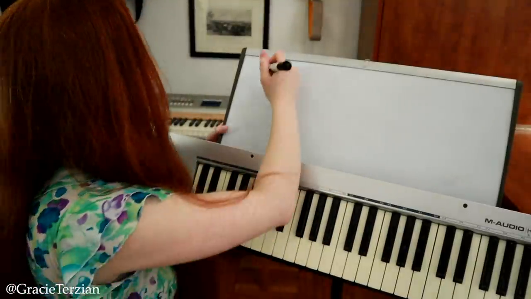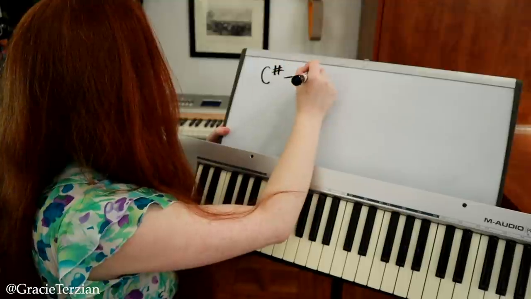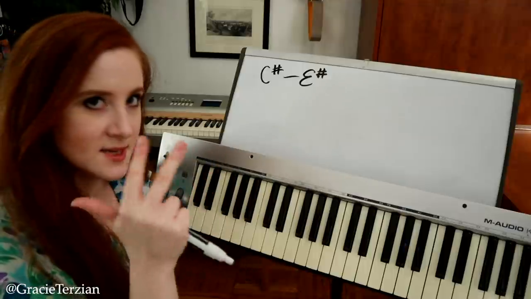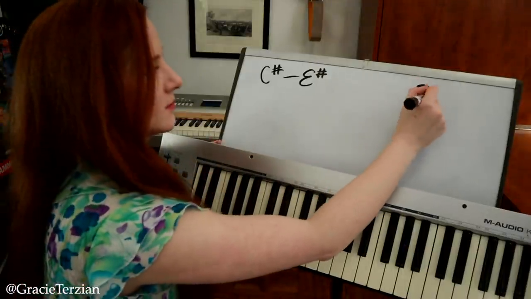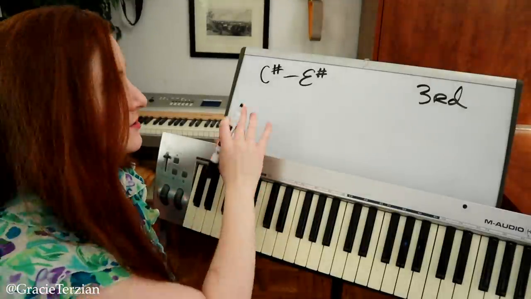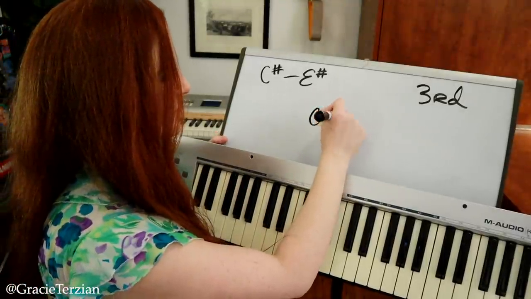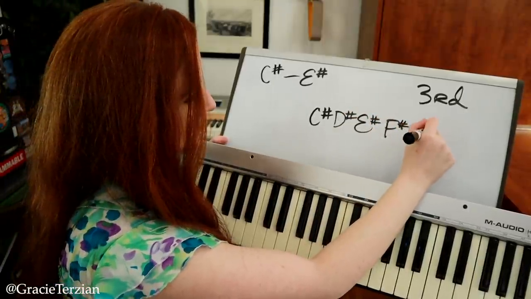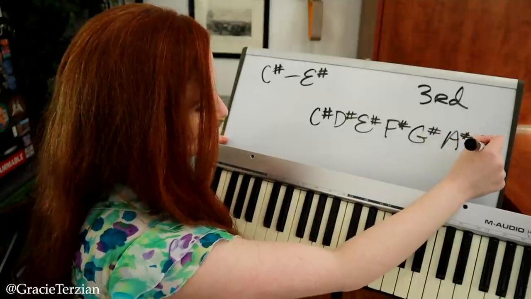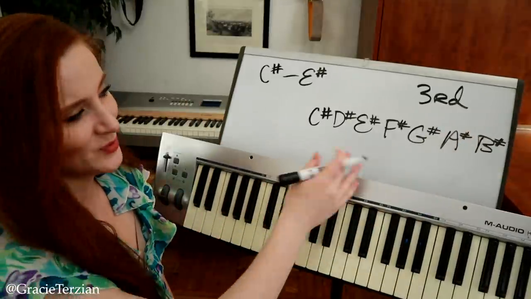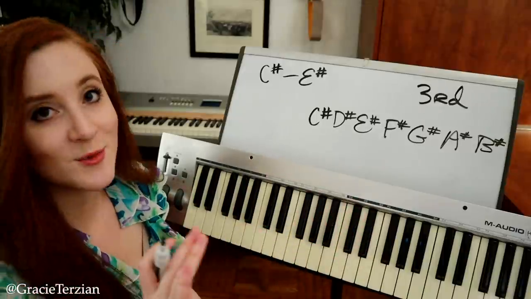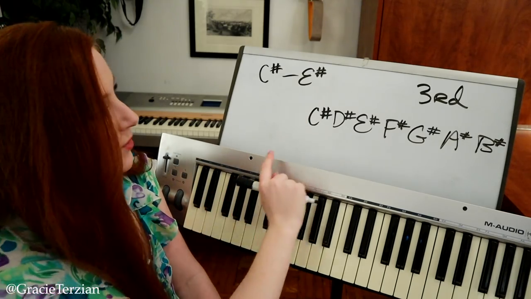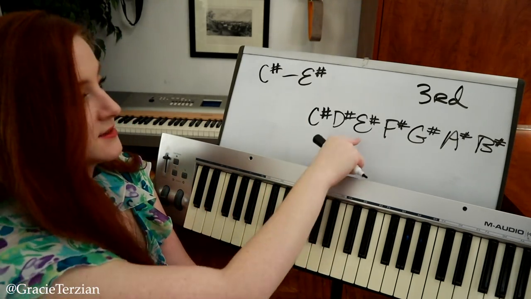Got it? Okay, what about C sharp to E sharp? First things first, let's figure out the interval number. C, D, E, that's three, so it's a something third. Now let's think about a C sharp major scale. C sharp, D sharp, E sharp, F sharp, G sharp, A sharp, B sharp. Pretty easy to remember since they're all sharpened. Same with a C flat major scale, they're all flattened. Is the note E sharp part of that C sharp major scale? Yes, it is, it's right there.